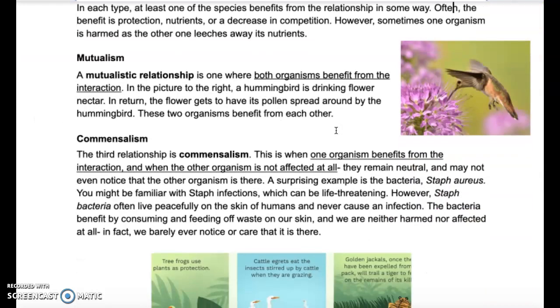All right, so now we're going to look more closely into what mutualism is, or that first symbiotic relationship. A mutualistic relationship is one where both organisms benefit from the interaction. In the picture to the right, a hummingbird is drinking flower nectar. In return, the flower gets to have its pollen spread around by the hummingbird, which helps the flower reproduce, and the hummingbird gets its nutrients, right? So the 2 organisms mutually benefit, or they both benefit from each other in this interaction.